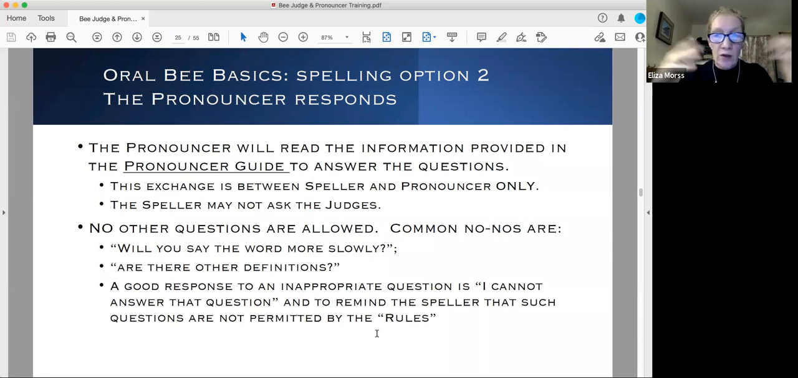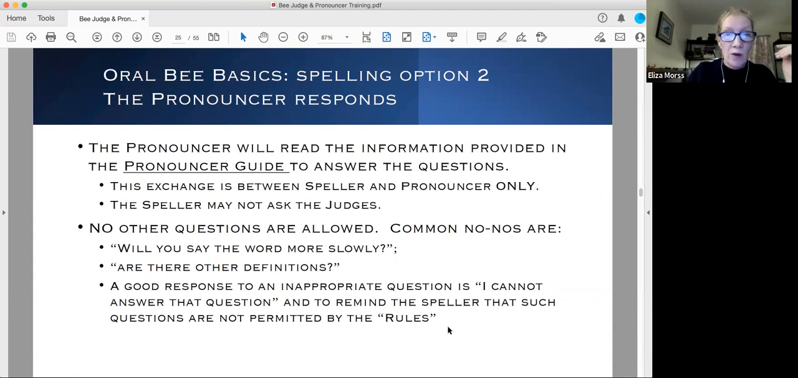This exchange is between the speller and the pronouncer only. The speller may not ask the judges, and no other questions are allowed. Commonly, you will have spellers trying to slide in, "Can you say the word more slowly?" so perhaps they can hear the vowels. Or, "Are there any other definitions?" Because often Scripps will be tricky and provide one definition, but not all the definitions a word might have. A good response to an inappropriate question for the pronouncer is to say, "I cannot answer that question," and to remind the speller that such questions are not permitted by the rules. So you can politely shut them down if someone's persistent.